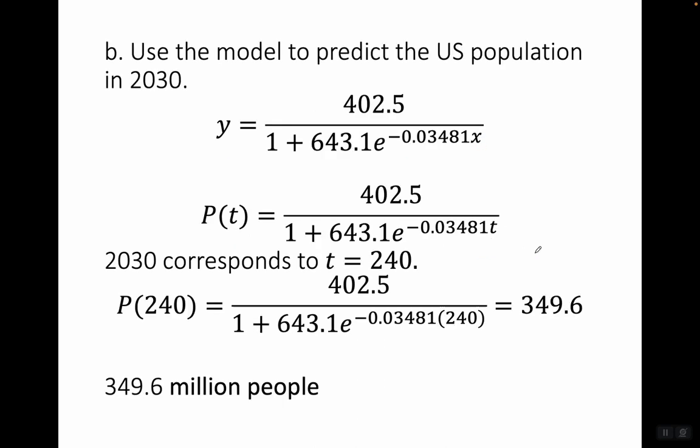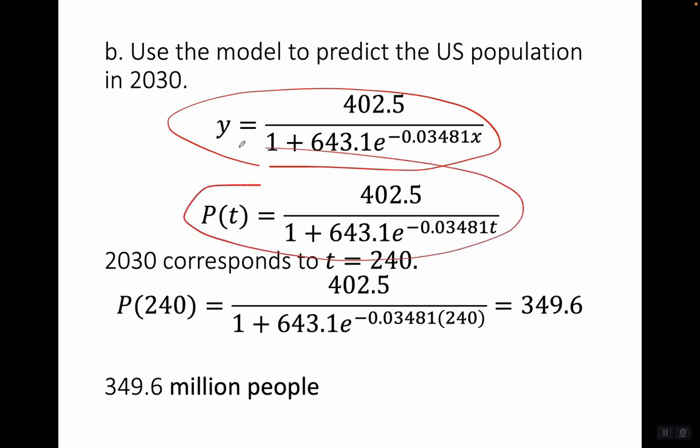Okay, now use the model to predict the U.S. population in 2030. We've got this as our predicted population in year t. Let's switch everything to t's and p's instead of x's and y's. So we have P of t looks like this. 2030 corresponds to t equals 240 years after 1790. So P of 240 looks like this. And when you plug that into your calculator, you end up with 349.6. So that's our answer, 349.6 million people.